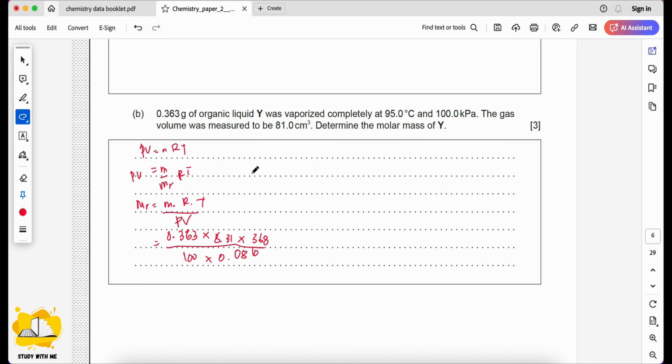0.0810. Okay, if pressure is in Pascal, volume should be in meter cube. If pressure is in kilopascal, the volume should be in decimeter cube. So we convert centimeter cube to decimeter cube, and you will get 137.047. So the Mr is 137.